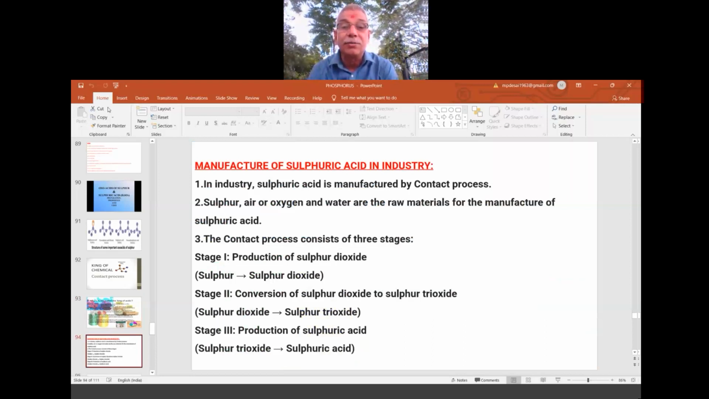So now we study how sulfuric acid is manufactured in the industry. When we know that it is the king of chemicals and has many uses, why waste time? Let us study how it is prepared, how it is manufactured in the industry on a large scale, which is known as the manufacture of sulfuric acid.